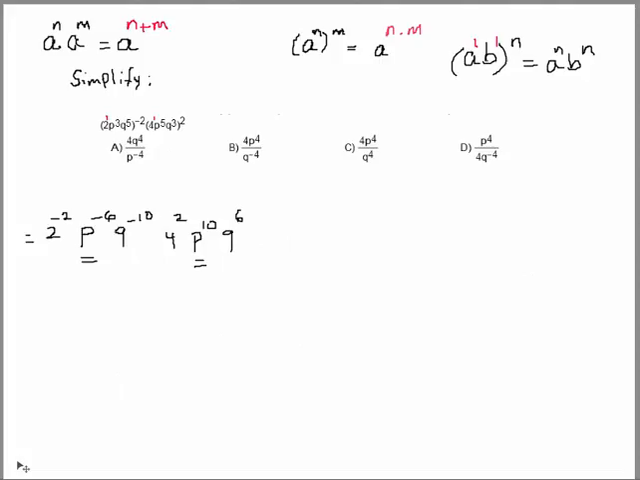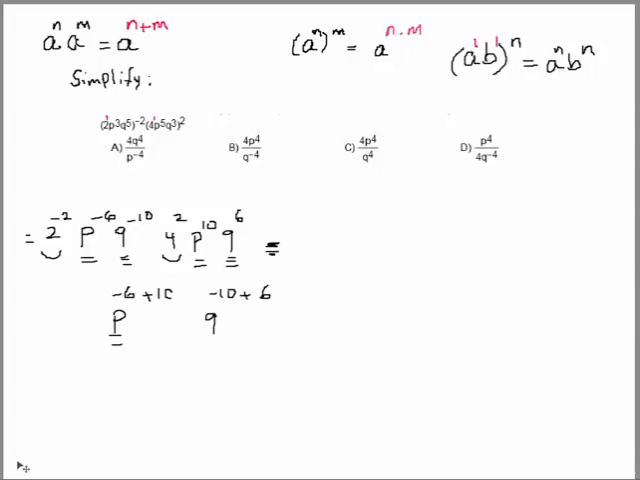Okay, so in this case, if I combine those terms with the same base, these two would be p to the power of, I have to add the exponents, negative 6 plus 10. And I can do the same thing with q. Q to the power of negative 10 plus 6. Now these two don't have the same base. This one and this one.